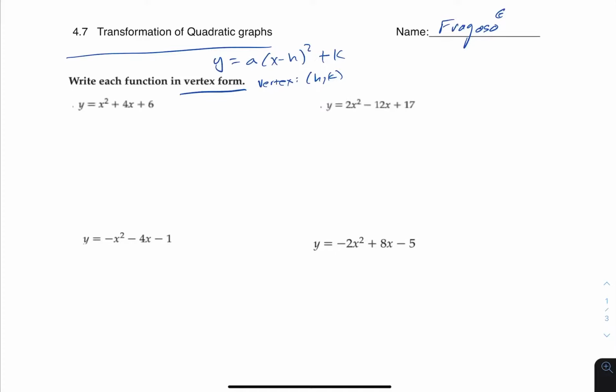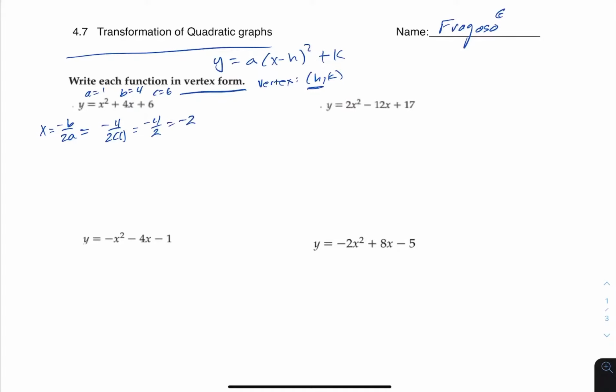So here, let's find the vertex like we did at the beginning of the chapter. The way to find the x in the vertex is the axis of symmetry, so we're going to find x equals negative b over 2a. Just like the quadratic formula, a is 1 here, b is 4, and c is 6. So x equals negative 4 over 2 times 1, negative 4 over 2, which equals negative 2.